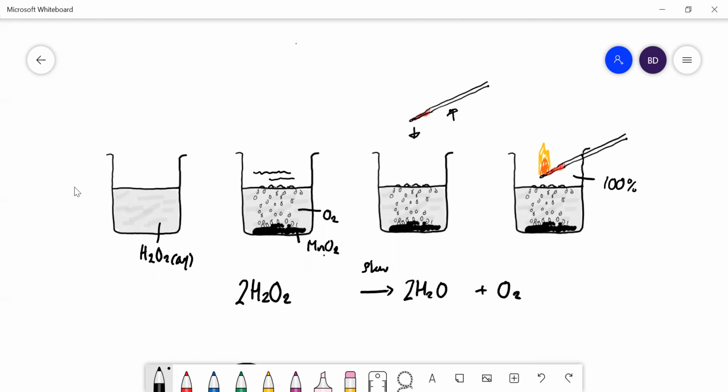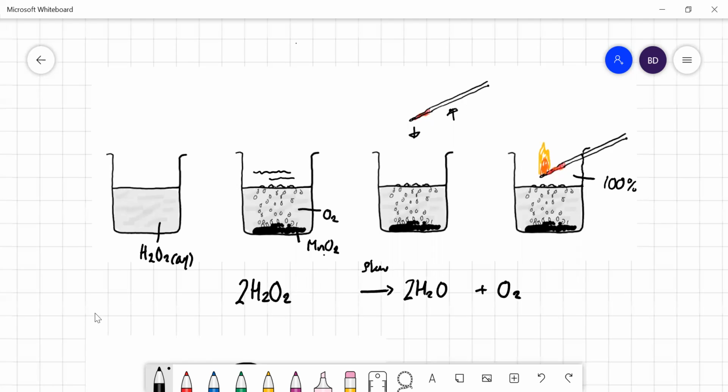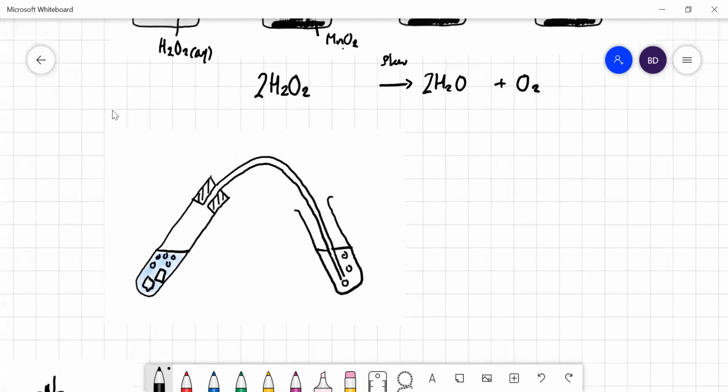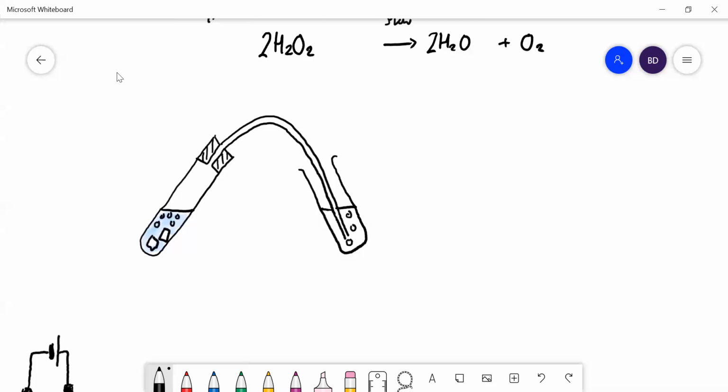So it will actually burst into flames if it's just glowing. Okay, so that's the test for hydrogen for oxygen. Right, now the next one here, we're testing for carbon dioxide. You might have used this in the rates of reaction part of the topic, because it's quite an easy one to measure the speed of this reaction.